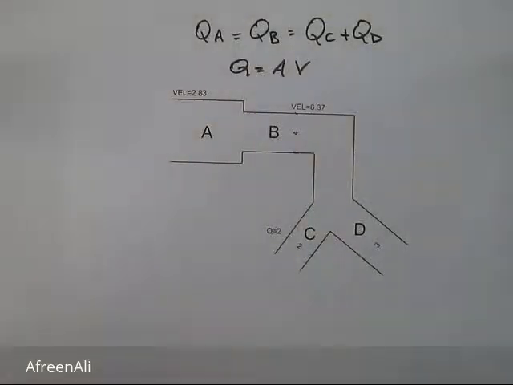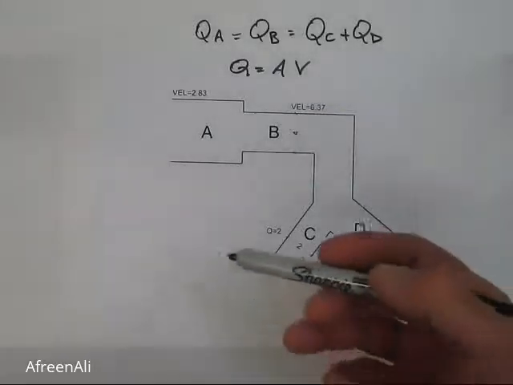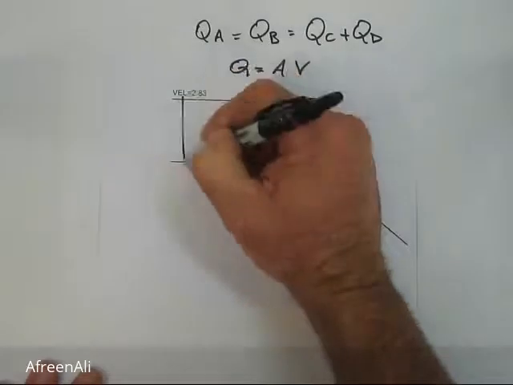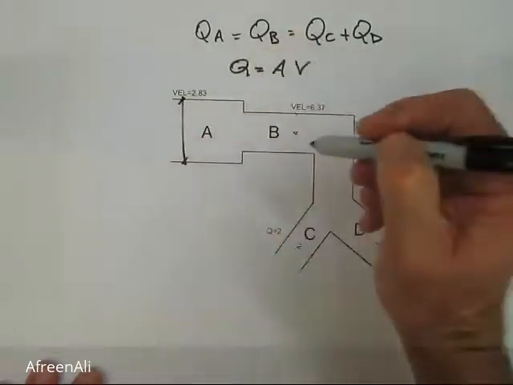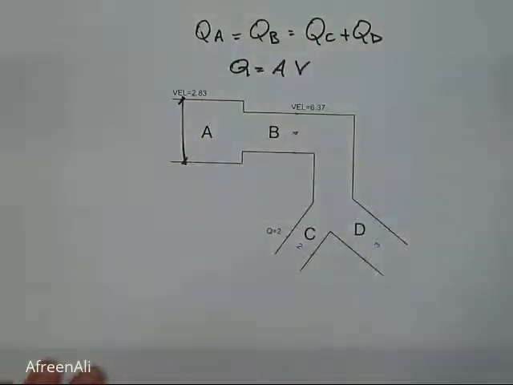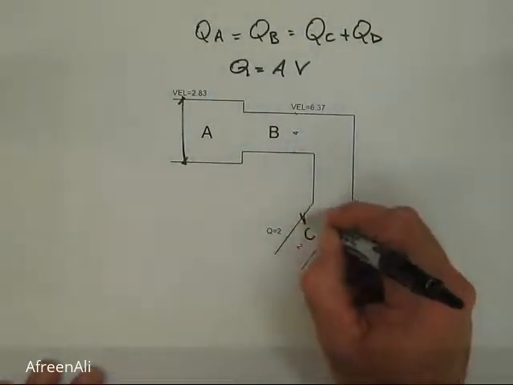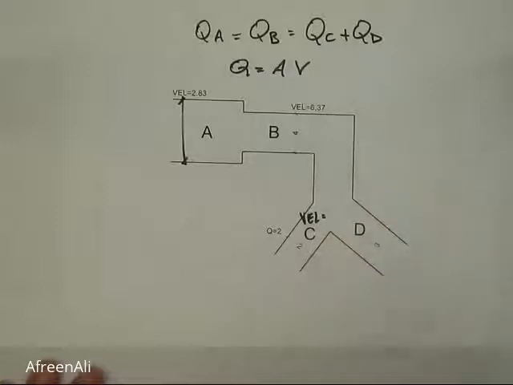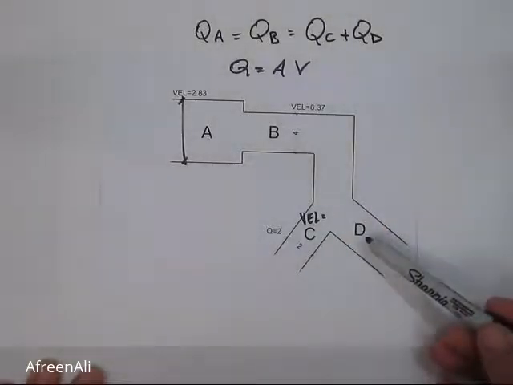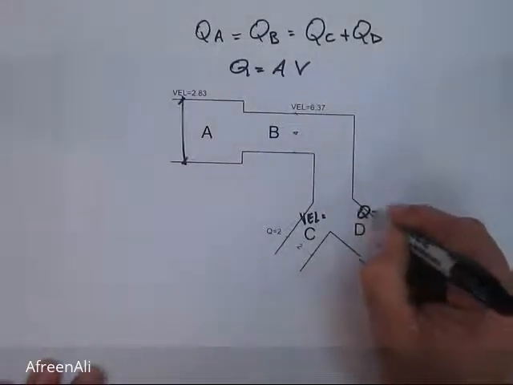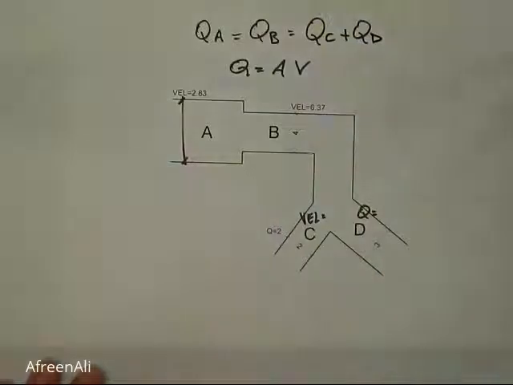Given this information in the diagram, we are asked to find the diameter at A, which is this dimension across here. We're asked to find the velocity at C, so we can write VC equals, and we're asked to find the flow at D, so we need to find the flow rate at D.